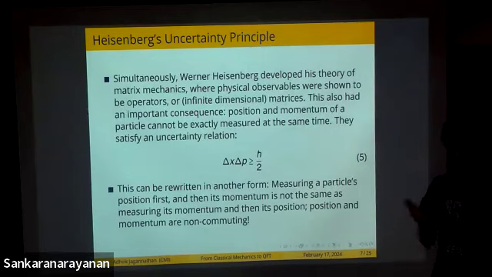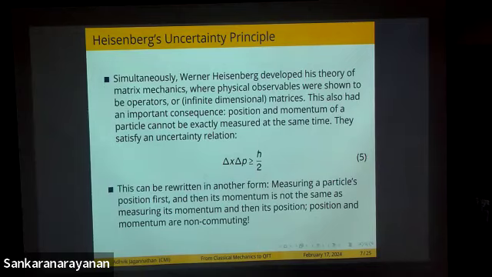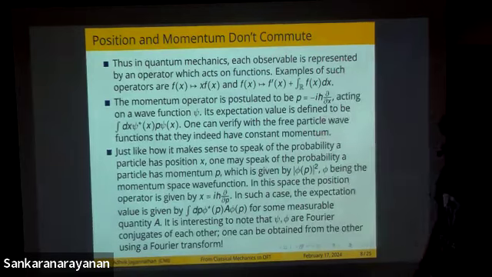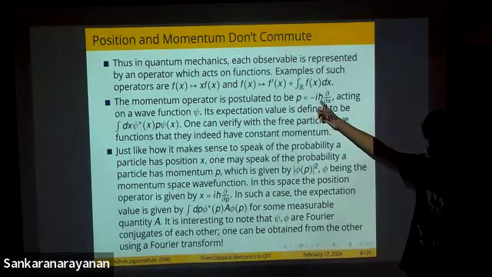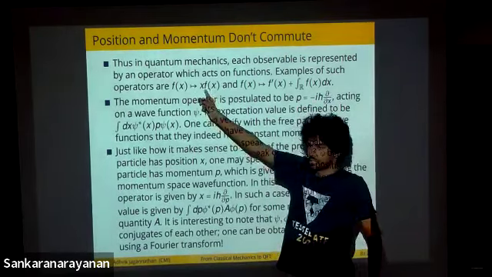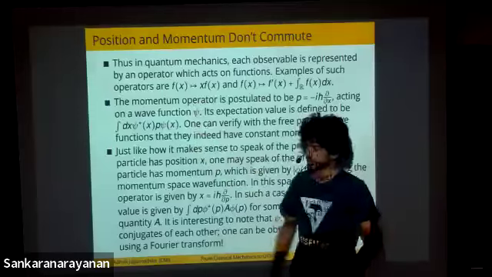So measuring a particle's position first and then its momentum is not the same as measuring a particle's momentum first and then its position. There are a few subtleties in this sentence, but I'll ignore those. This summarizes what we've done till now. The momentum operator is minus i h bar dou by dou x, and the position operator just multiplies the function with its argument.